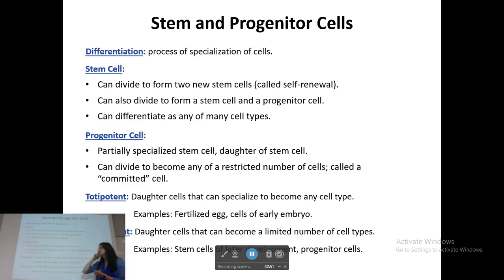Okay? Then we have these totipotent, and these are cells that can specialize to become any cell type. Okay, for instance, the fertilized egg, right? As it divides, it's going to produce all of the cell types, right? Pluripotent, daughter cells that can become a limited number of cell types. So once the stem cells divide and produce the progenitor cells, then they're going to become more and more determinate as to what they can produce.